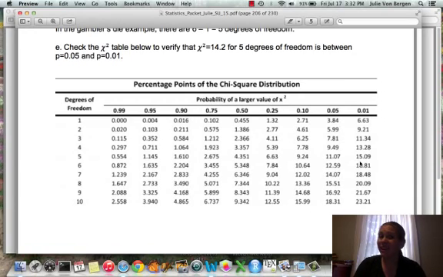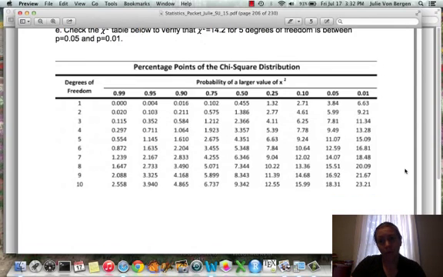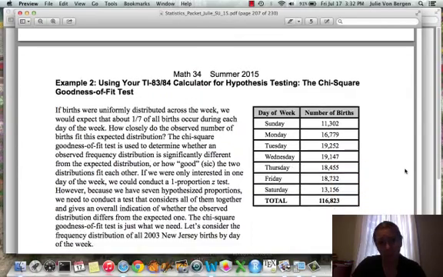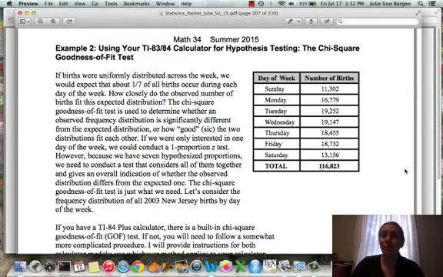Before calculators, statisticians used tables like this all the time. Since we'll be doing calculations on our TI calculator, we don't need to rely on the table, but the table is here for reference if you want to use it. So example 2 tells us how to use the TI 83 and 84 calculator for hypothesis testing. So make sure you read through this example more slowly.